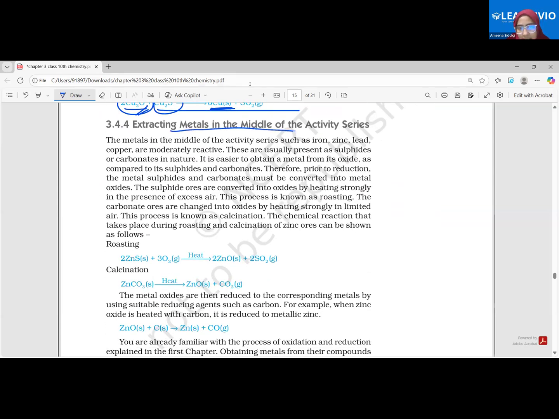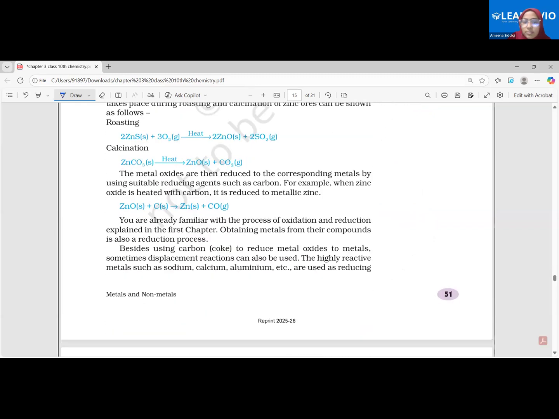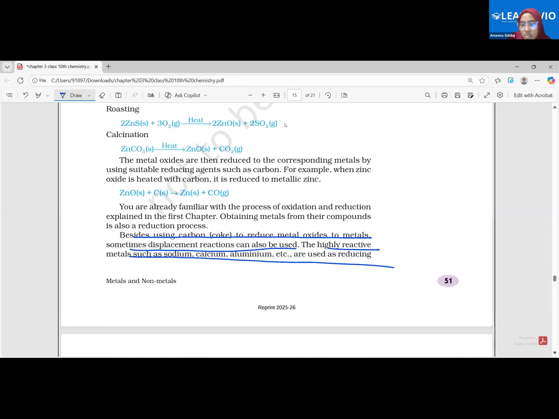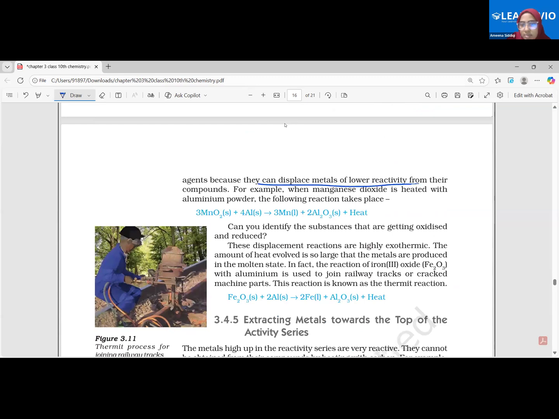Now, extracting the metals in the middle of the activity series. The same thing, except that we are reducing the oxide using some reducing agent. Besides using carbon to reduce metal oxides to metal, sometimes displacement reactions can also be used. The highly reactive metals such as sodium, calcium, aluminium, etc. are used as reducing agents because they can displace metals of lower reactivity from their compounds. This is very important. When manganese dioxide is heated with aluminium powder, the following reaction takes place. See, manganese oxide: aluminium, being more reactive than manganese, will displace manganese and form aluminium oxide, and manganese will be reduced to pure metal.